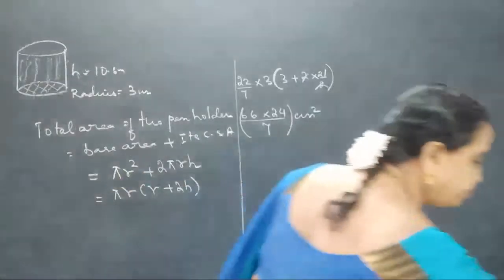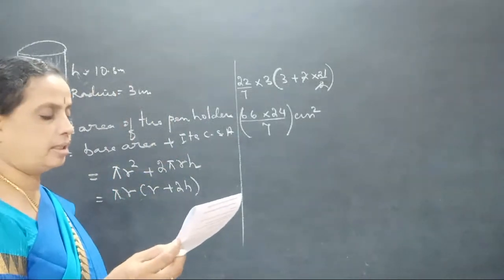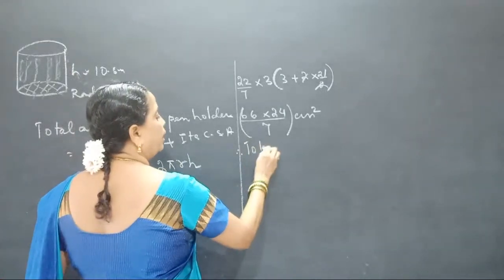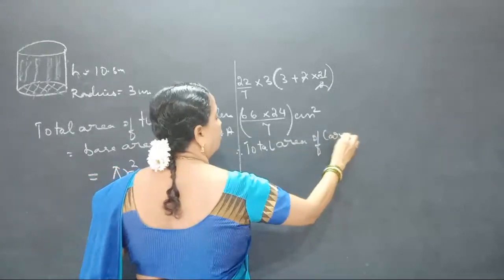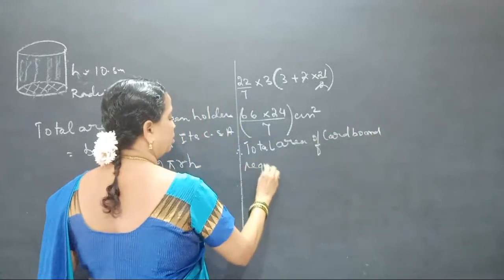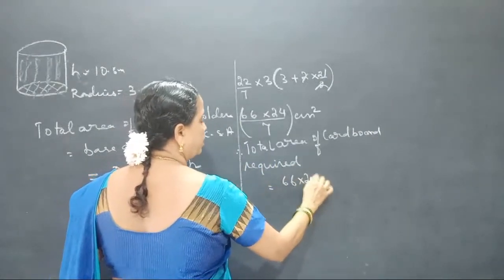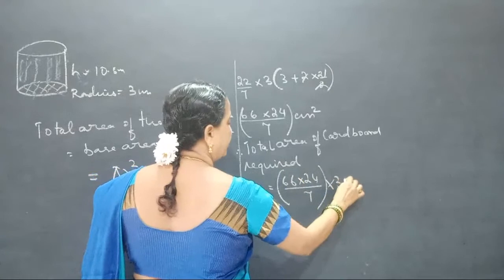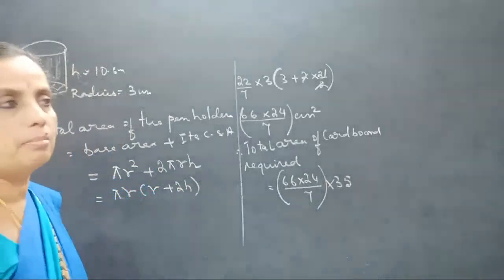The question is, if there were 35 competitors, how much cardboard is required? Therefore, total area of cardboard required equals 66 into 24 by 7 into 35. So that is the reason I kept 7 as it is, because 35 is divisible by 7.